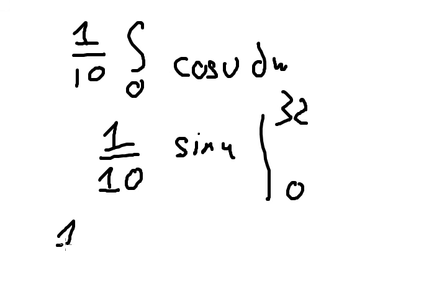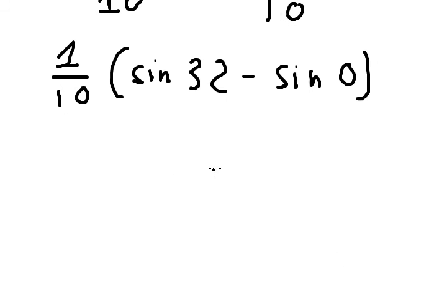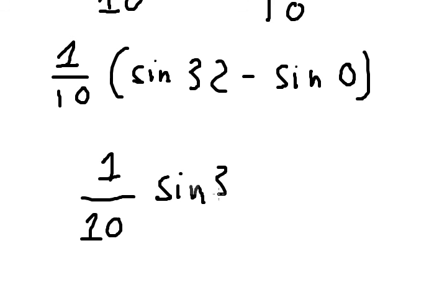And now we have the final answer. Sine of 0 you get 0, so we just have only 1 over 10 sine of 32. And this is the final answer we need to find in here.